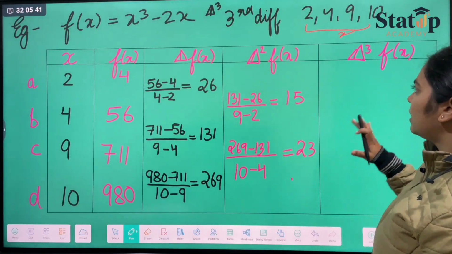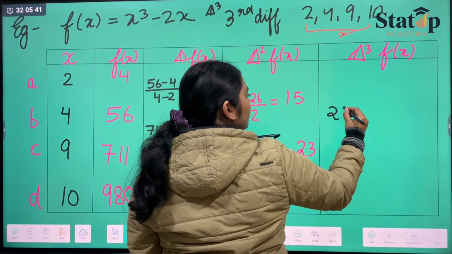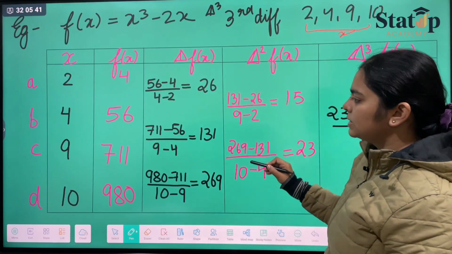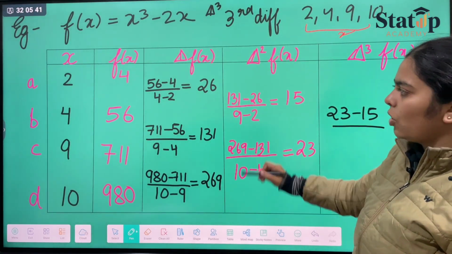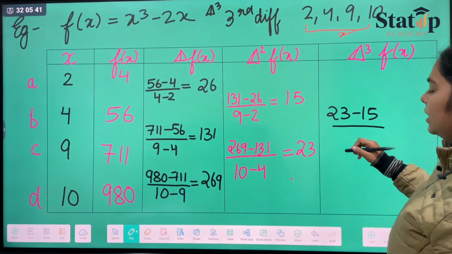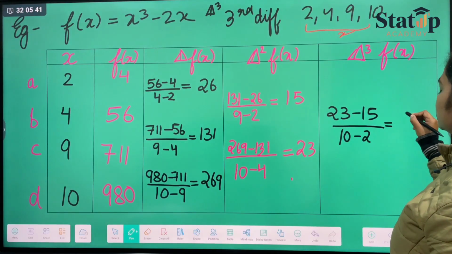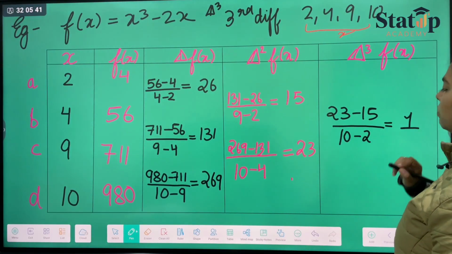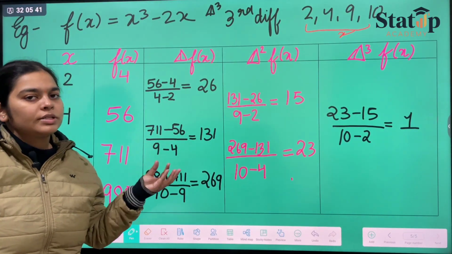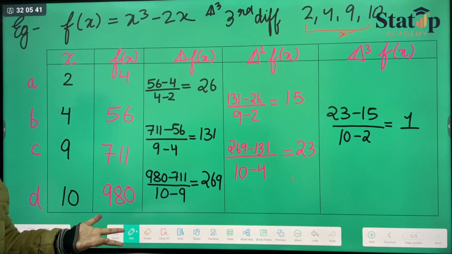Okay. Now the last and the third difference, which is 23 minus 15 upon. Now these are among B, C and A, B, C and D, all of them. Highest is D and smallest is A. So D has 10 and smallest is 2. So this will be 8 upon 8, which is nothing but equal to 1. So we can write the answer as the third difference of this equation is nothing but equal to 1.